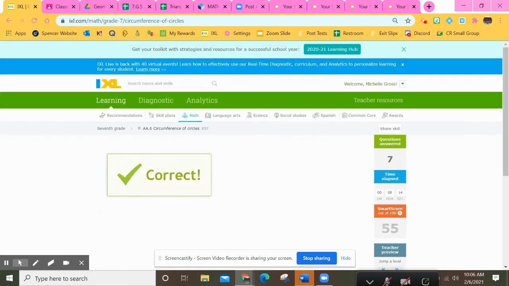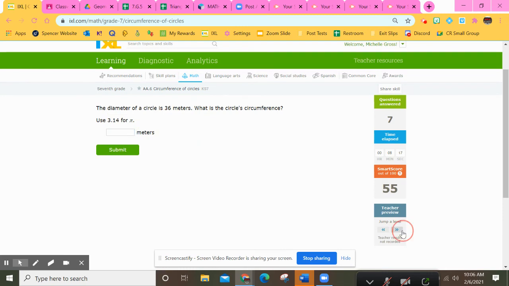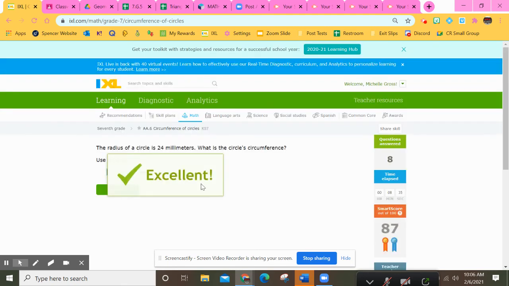All right, and then I'm going to go to a harder one. Let's jump a level. The diameter is 12. What's its circumference? That one's just 12 times 3.14. All those other ones were harder than this. 37.68. And the radius is 24. What's its circumference? If the radius is 24, then the diameter is 48. So we're going to do 48 times 3.14. 150.72.